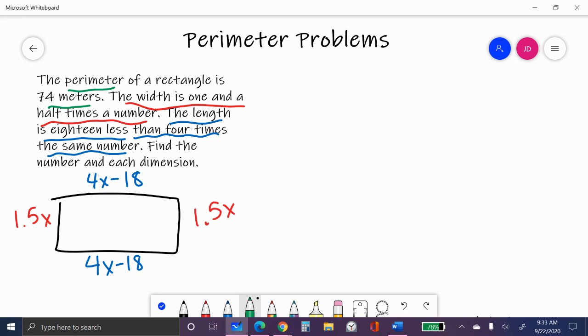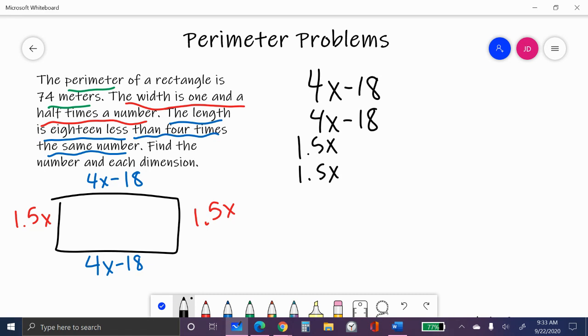But what I'm going to do is use my combining like terms skills to create an equation. What sometimes I do is line them up vertically so you can see where the like terms are. So you have 4x minus 18 and 4x minus 18. So I just put them up here, 4x minus 18, 4x minus 18. And the other ones are 1.5x and 1.5x. I'm going to put them right below the 4x part, because those are like terms. And I'm going to add all those together.